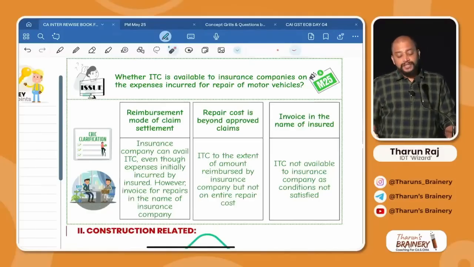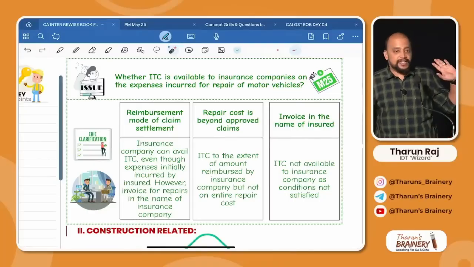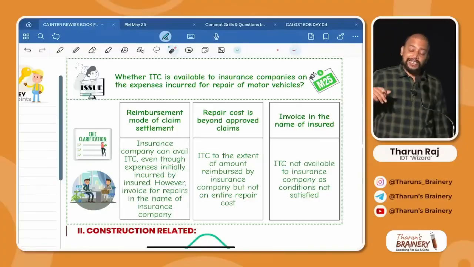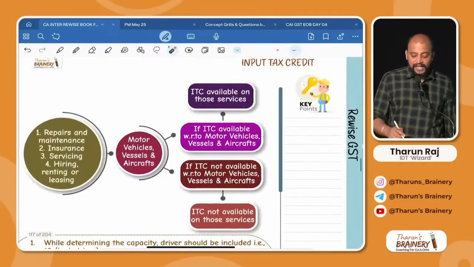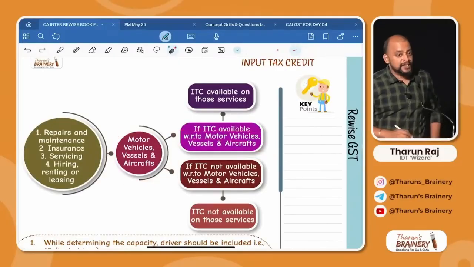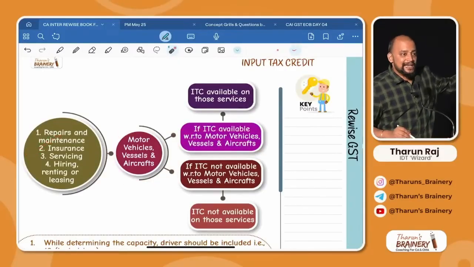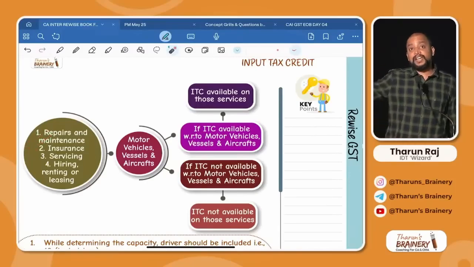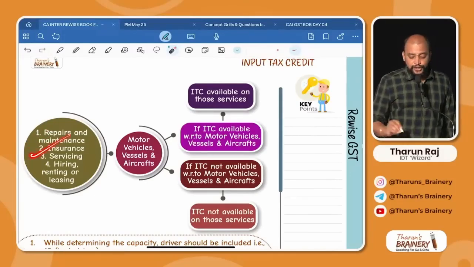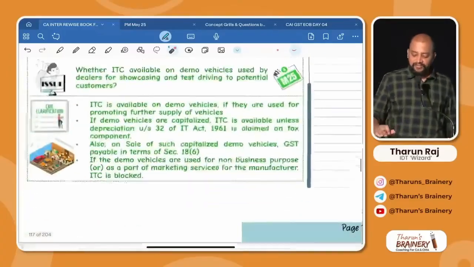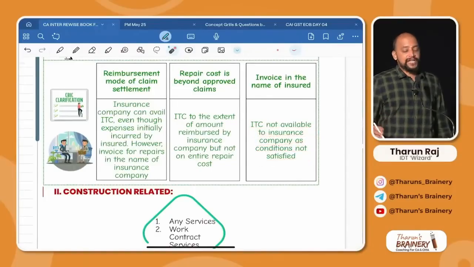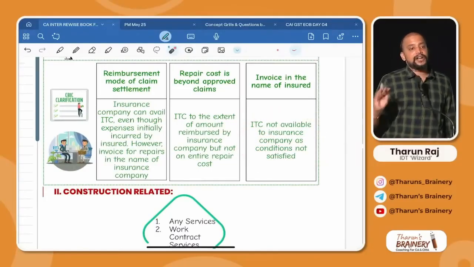Then, what if the invoice is in the name of the insured? Insurance company cannot take ITC. But can the insured take ITC? Yes, provided the motor vehicle purchased is eligible for ITC. Got it? Because see this, insurance is a blocked credit. But if the motor vehicle purchase is eligible for ITC, on this insurance also they can take ITC. But definitely the insurance company cannot take ITC. Why? Because a condition for availment of ITC is not satisfied.